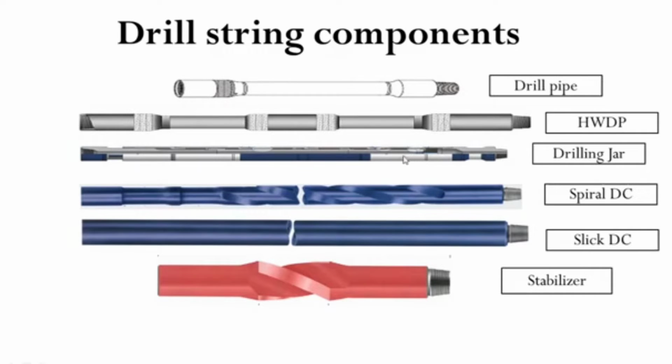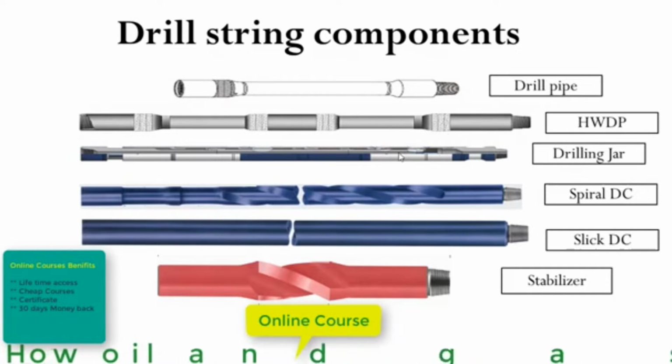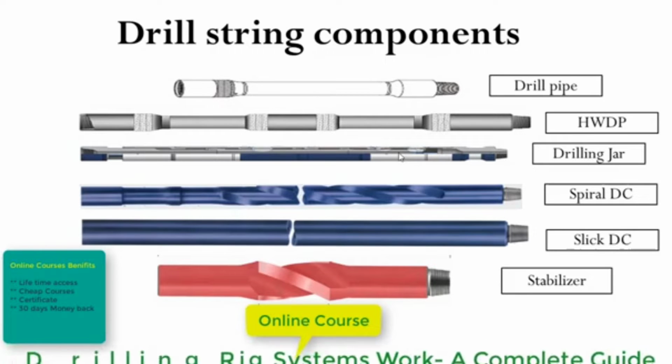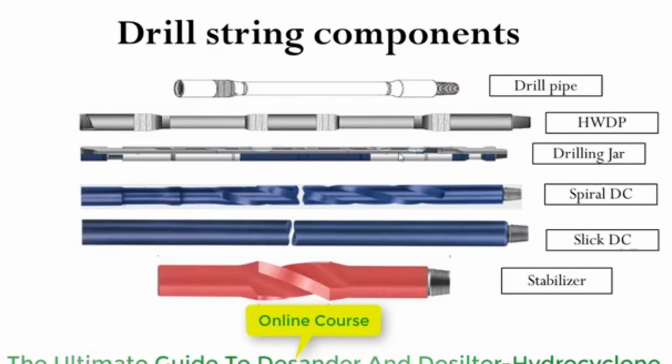Another component for drill string is the drilling jar. Drilling jar can be of three types: hydraulic drilling jar, mechanical drilling jar and hydromechanical drilling jar. Drilling jar can operate in upward as well as downward direction. Drilling jars are used to give shock impact in case the drill pipe or drill string gets stuck.